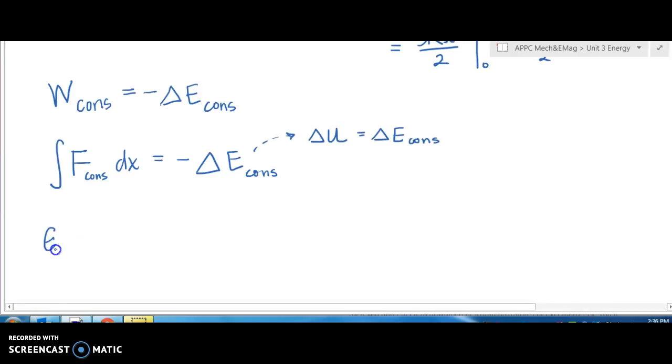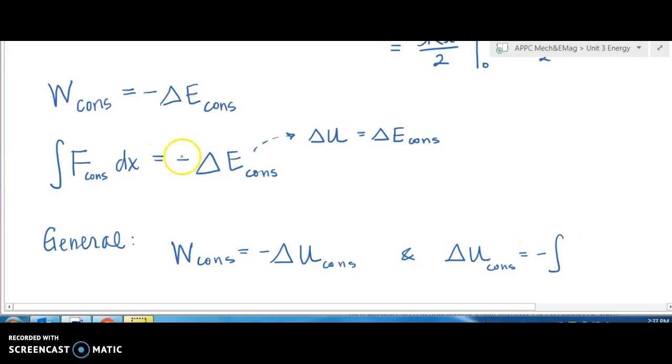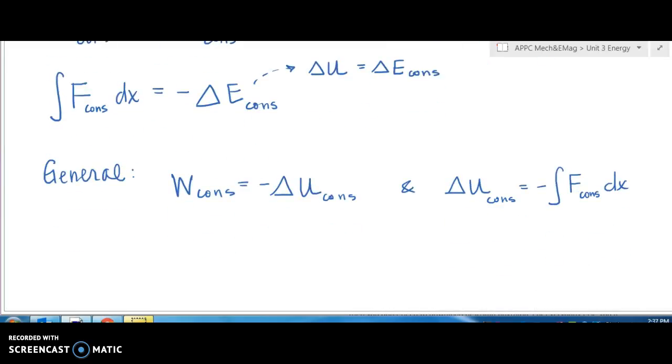We could make a general statement, and that is that any work done by any conservative field is equal to the negative change in energy of that conservative field, and that the change in potential energy, stored energy of that conservative field would be equal to, bringing the negative over to this side, the negative integral of the force of that conservative field dx. So things like friction, tension, a pushing force, those are all non-conservative. If you name a force that's not due to the gravitational field or the electric field, then you have named a non-conservative force.